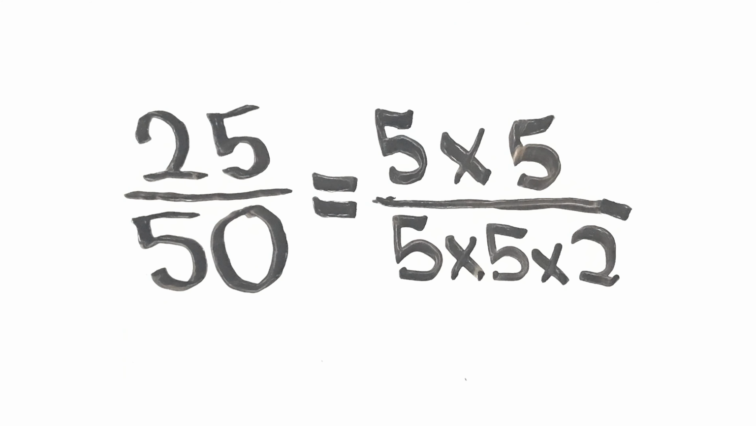Factor means, well, let's look at 50. 5 times 5 is 25, and 25 times 2 is 50. So that basically makes up 50. What factors do is they make up multiplying numbers. Like 25. 5 times 5 is 25. 5 times 5 makes up 25. Just like 5 times 5 times 2 makes up 50. But how exactly does factoring a number help with simplifying a number?